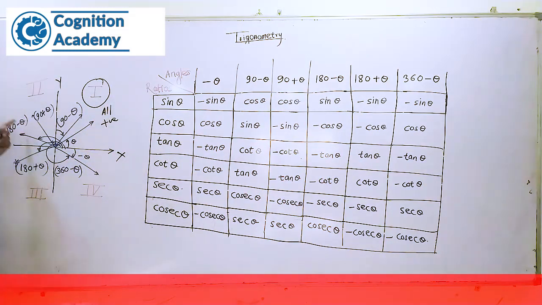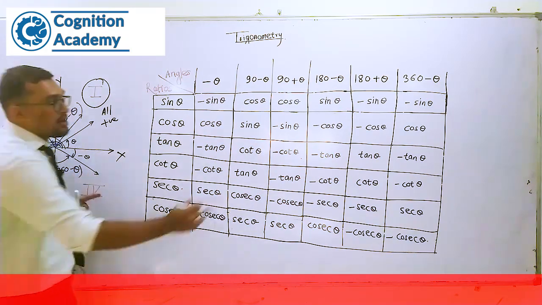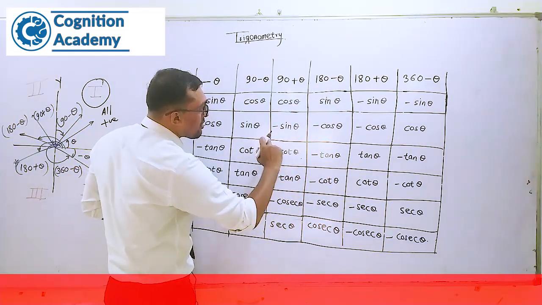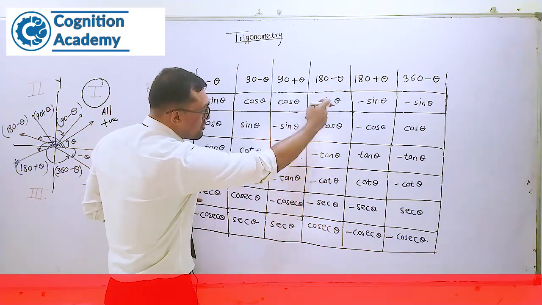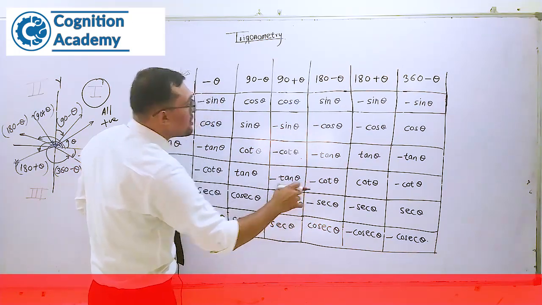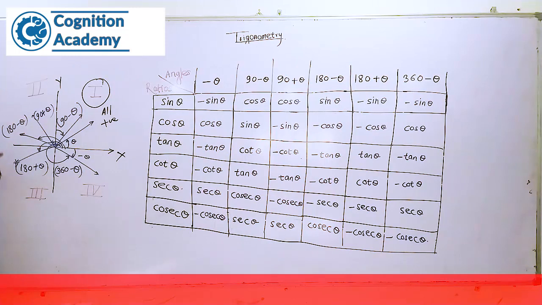Now for the second quadrant we have 90 plus theta and 180 minus theta. Now look at here, 90 plus theta and 180 minus theta. Here sine is positive. Again cosec is positive, but the remaining ratios are negative. So we can say that in the second quadrant only sine is positive.